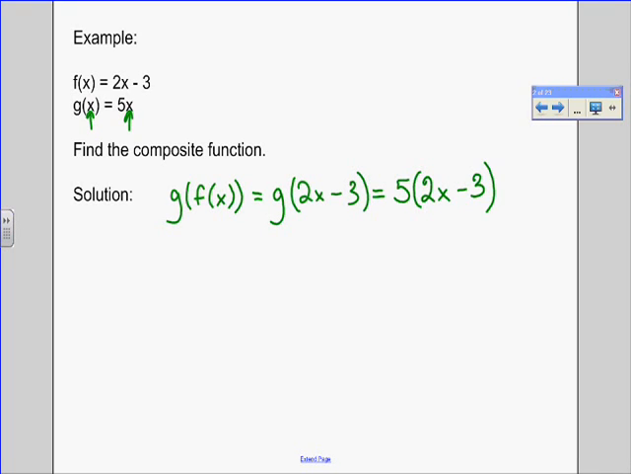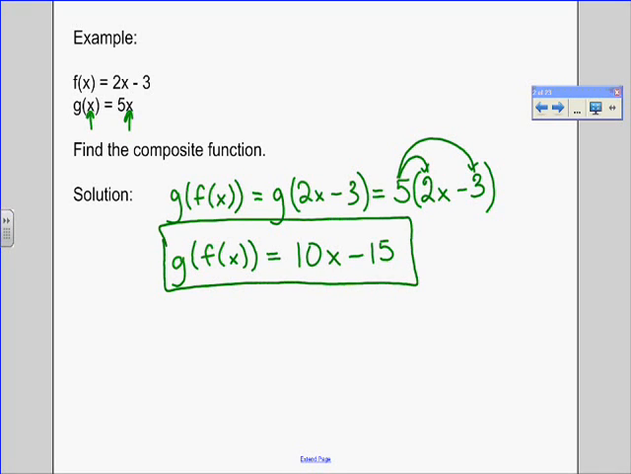So I have applied f to g. What does that equal? I need to do my distribution here. So I end up with 10x minus 15. And that's my final answer. So the composite function, g of f of x, is 10x minus 15. And what you're going to notice here is that whenever we do a composition of functions, same as when we did operations on functions, what we get out of this is another function. Okay? Let's take a look at another example.